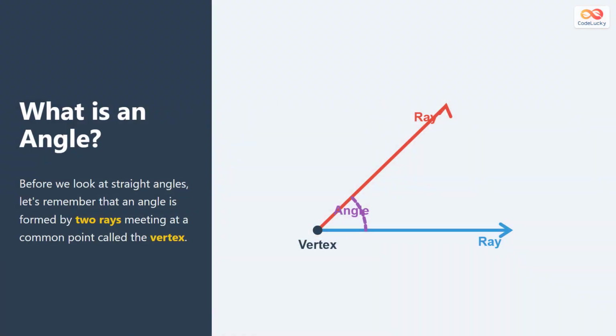First, let's quickly remember what an angle is. An angle is formed when two rays meet at a single point. This point is called the vertex. The space between these two rays is what we measure as the angle.